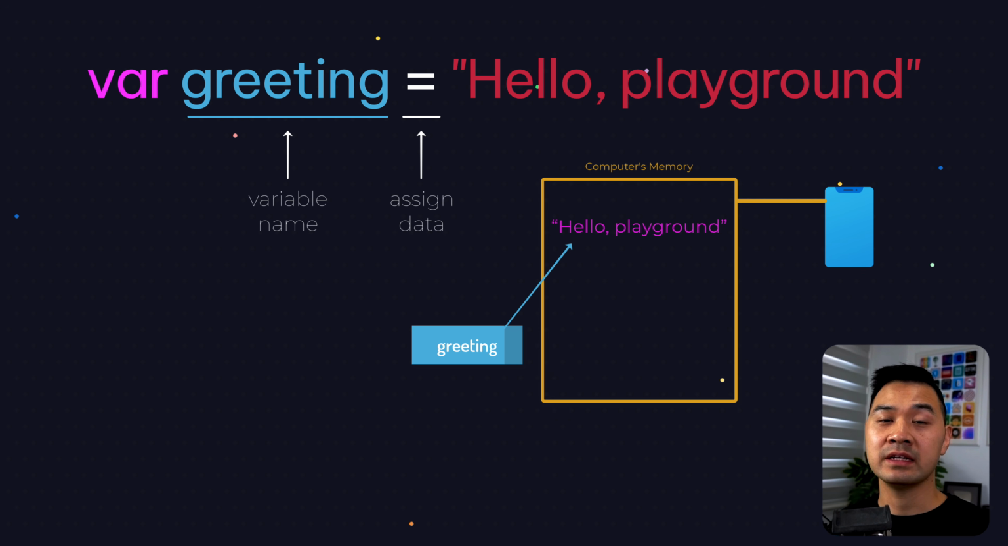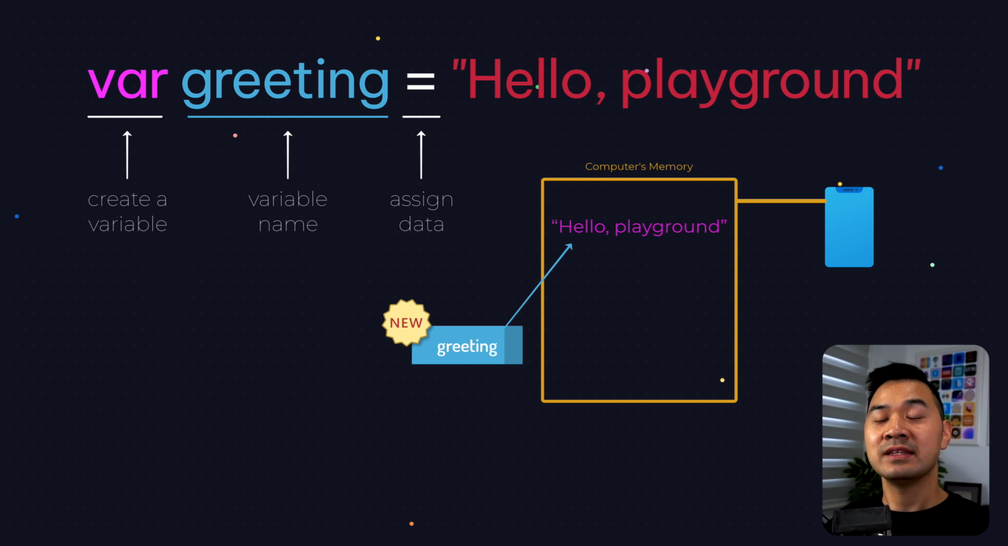And the equal sign is what is called an assignment operator. Now, its job is to assign the data on the right-hand side to the variable on the left-hand side. It's like the process of sticking that label onto that piece of data. Right here, var is a special Swift keyword, and what it does is create a new variable. So if you read this entire Swift code statement from left to right, these are the instructions it would be giving to the computer when the computer executes it.